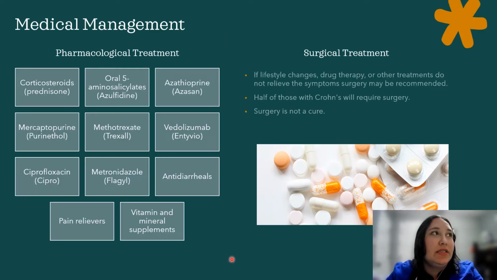Medical management. So, some pharmacological treatments that someone with Crohn's disease may get, they might have corticosteroids like prednisone. You might see them taking oral 5-aminosalicylates. You might see them taking Azulfidine, Purinethol, Trexall, Entyvio, Cipro, Flagyl. You may see them take antidiarrheals, pain relievers, and certain vitamin and mineral supplements.